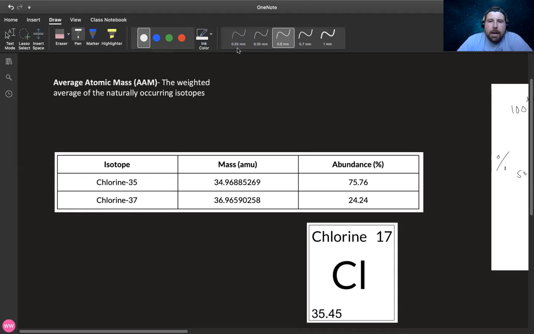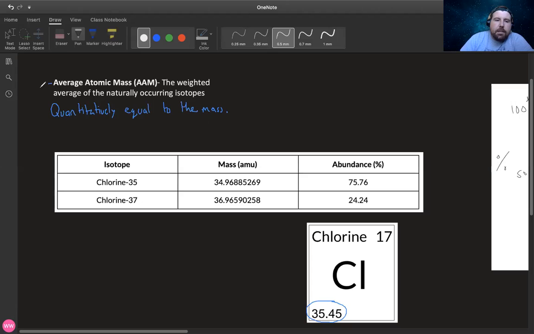The average atomic mass can be found by looking at the bottom of the element's box on the periodic table. For chlorine it's 35.45 AMU. We talked about that number before. That's quantitatively equal to the molar mass. So basically, this is how we determine what the molar mass is.